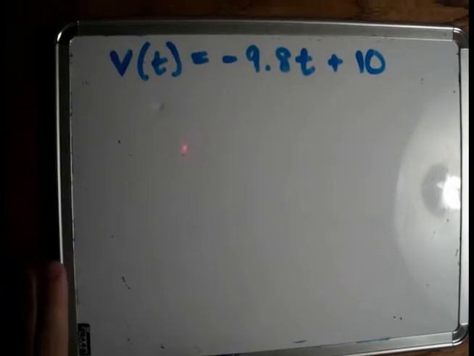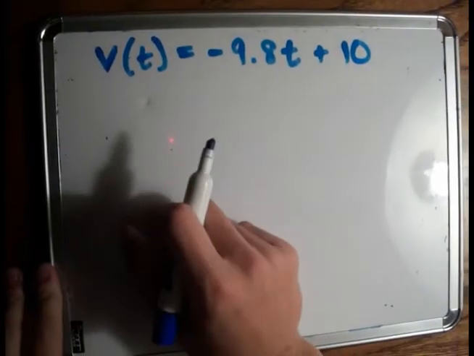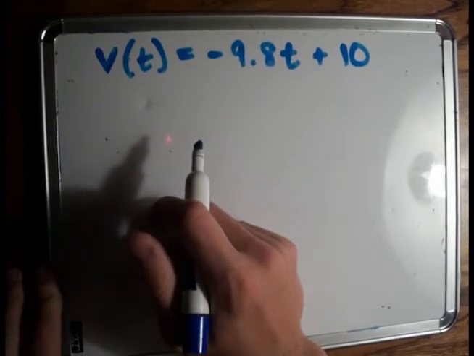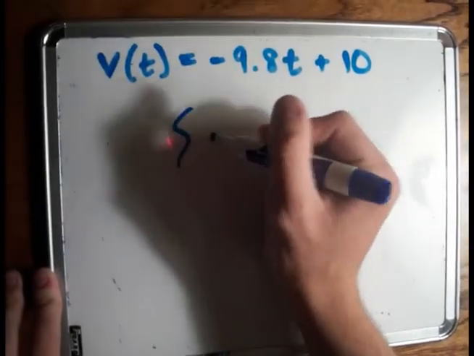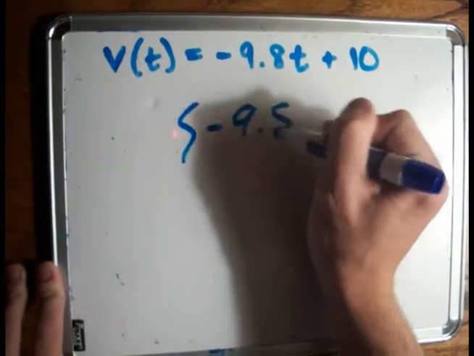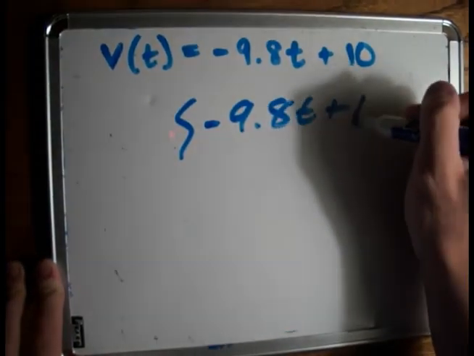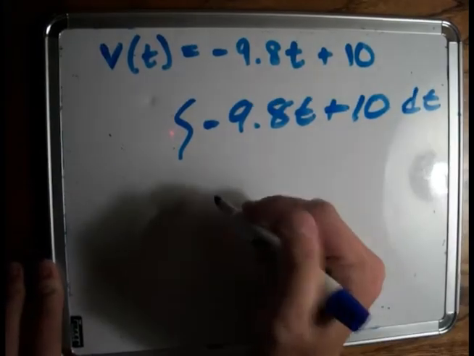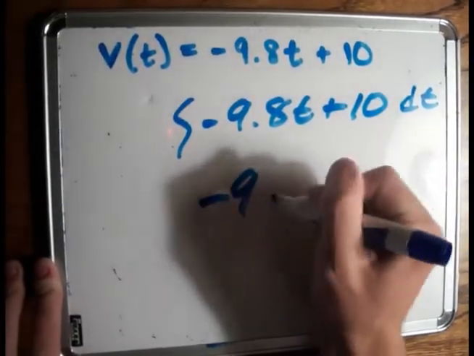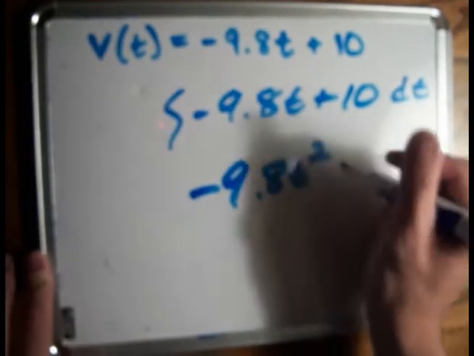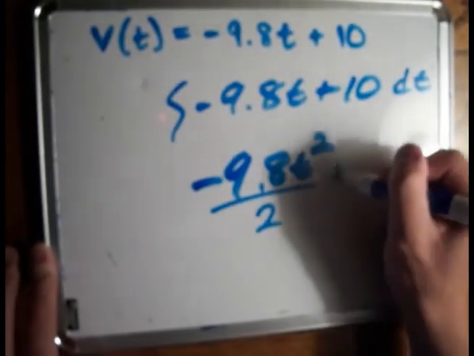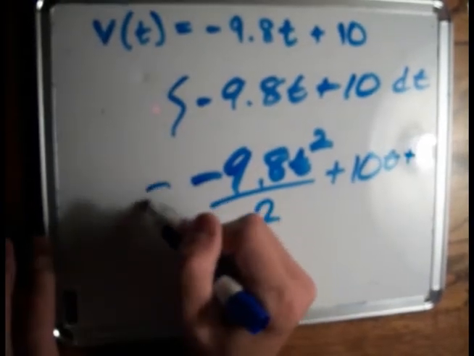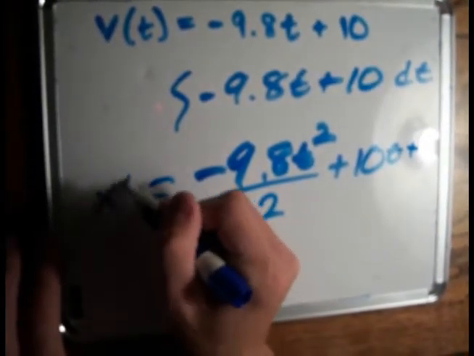Alright, thank you. We're also going to find the position, and to do that we're going to take the integral of the velocity function. So, to start off, let's take the integral. We're going to find that it's going to be negative 9.8 t squared over 2 plus 10t plus baby c. That is the new position function.